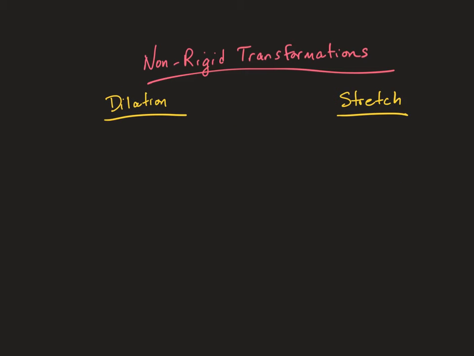And then finally, as we talk about non-rigid transformations, we have a dilation and a stretch. Now, dilation is going to be a proportional enlargement or reduction. So in the proportional enlargement or reduction, what you're going to have is corresponding angles. My corresponding angles would remain what ties my transformation together.